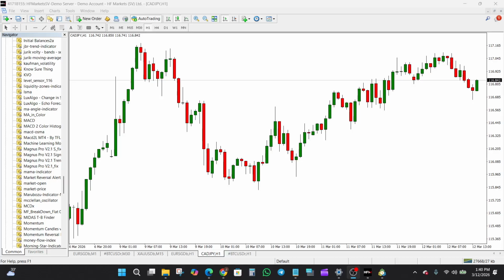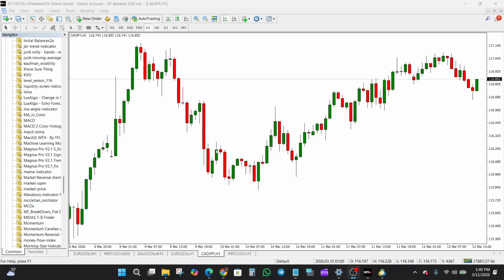The first step is to choose a journal method. You can decide to use maybe a spreadsheet, Excel or Google Sheets, or you can even use a physical notebook or a dedicated trading journal software. Just choose a method that is easy to maintain consistently.